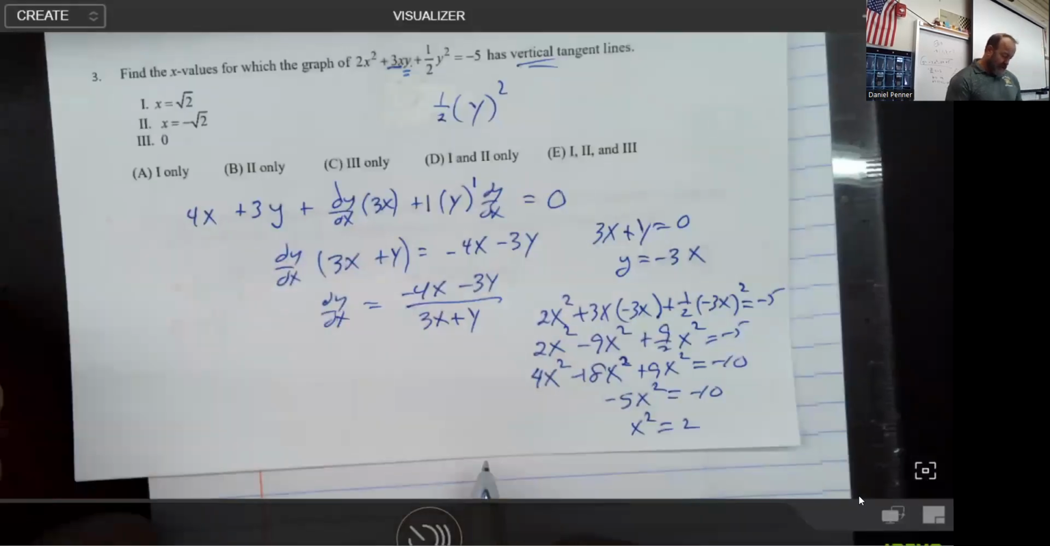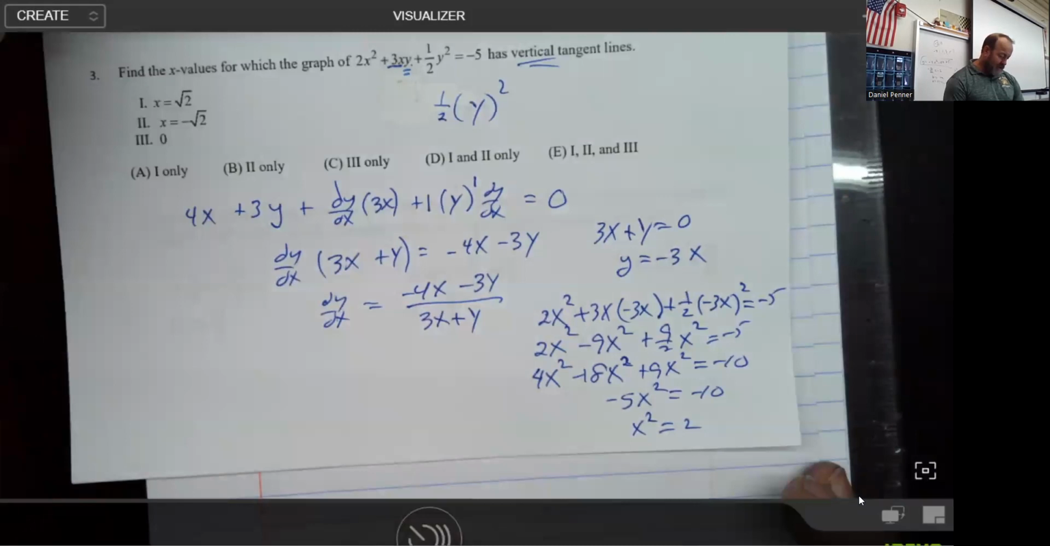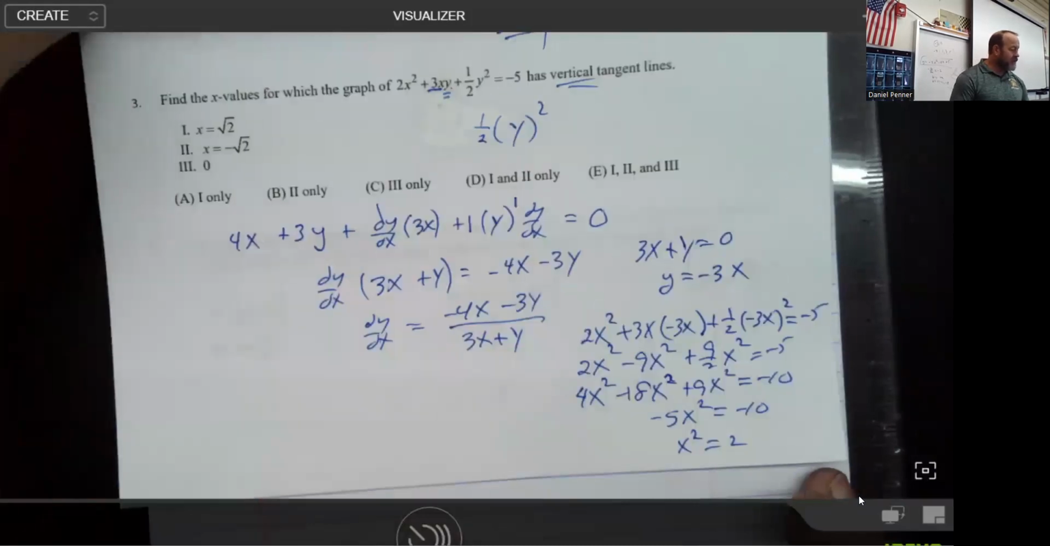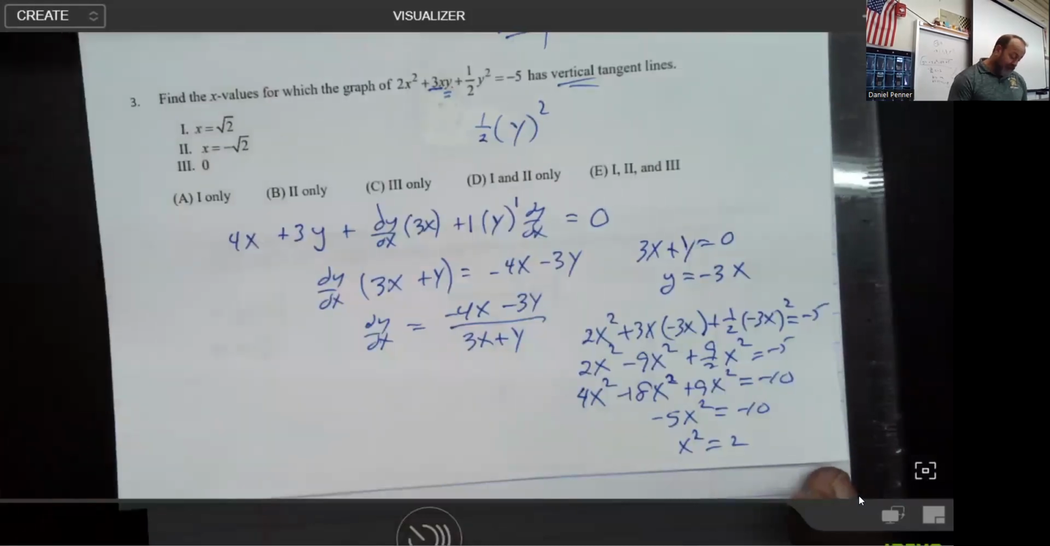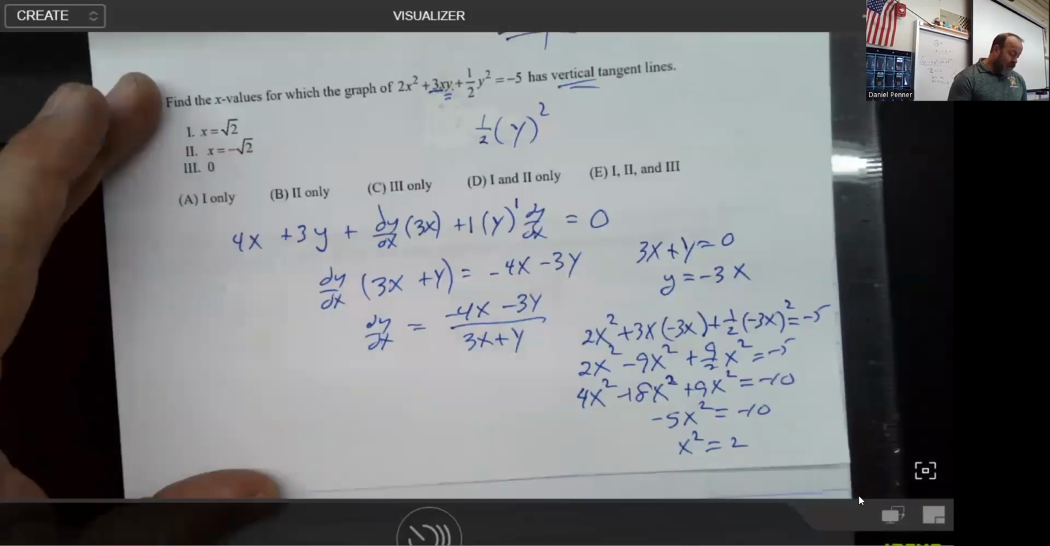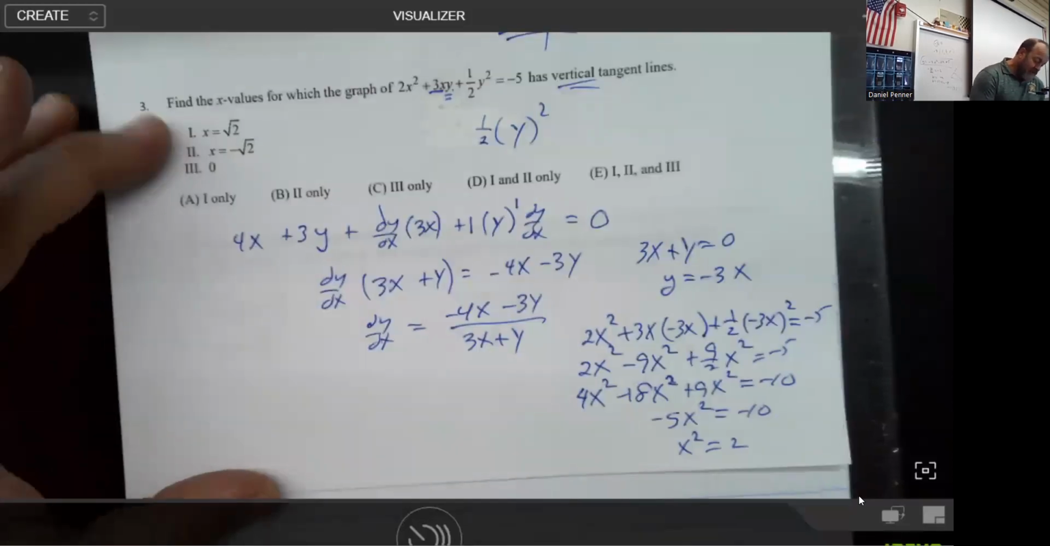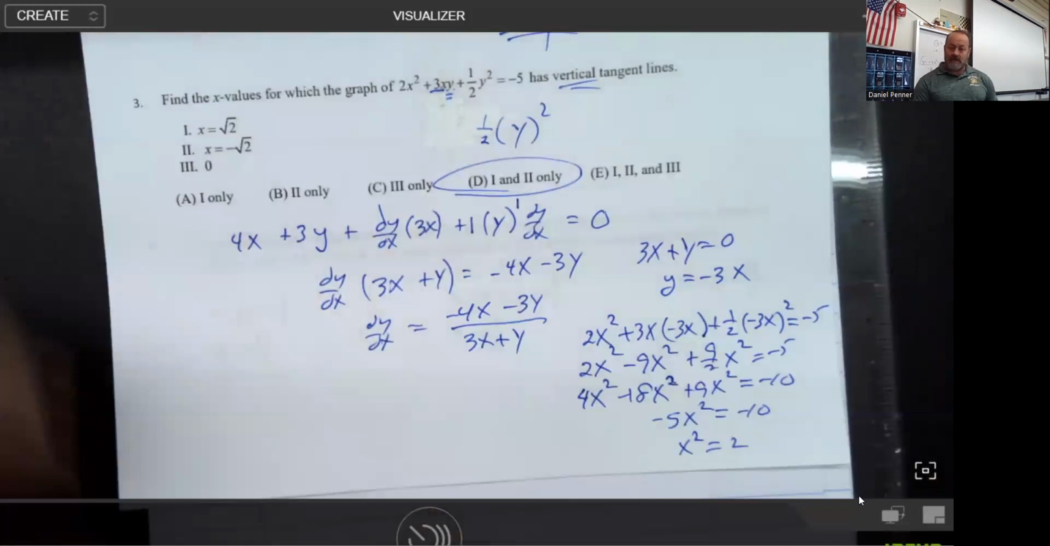And I'm looking at this thing and saying it has a vertical tangent. I thought it had that answer on there somewhere. Hey, John. Hey, we're supposed to be here. Oh, sorry, it was 1 and 2. Yeah, we're supposed to be here. So answer D it is.